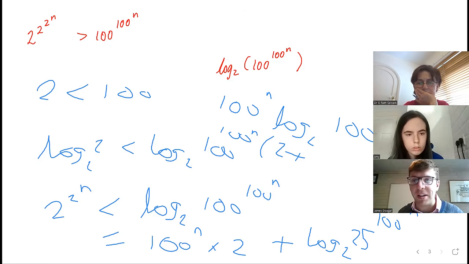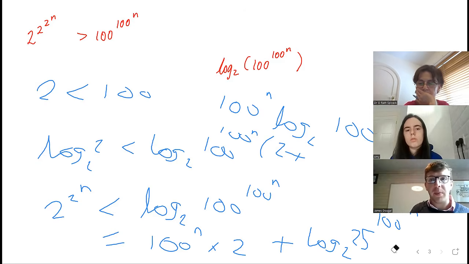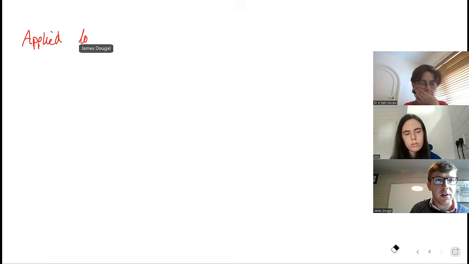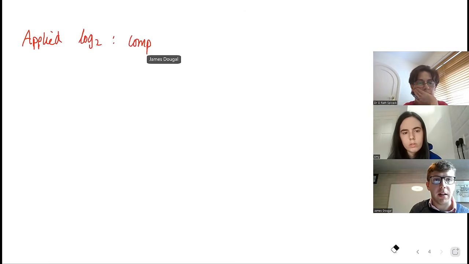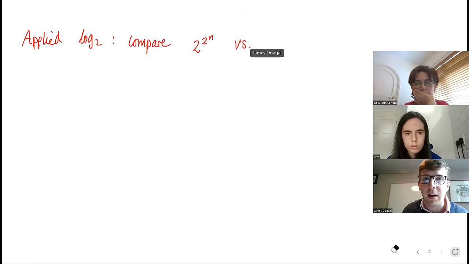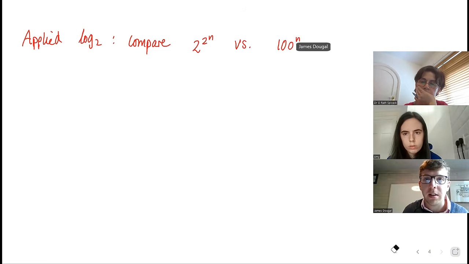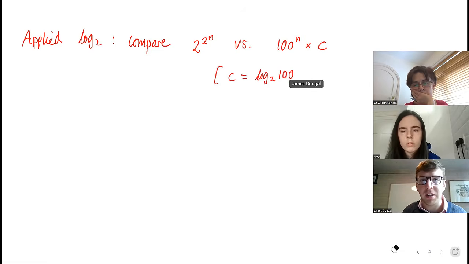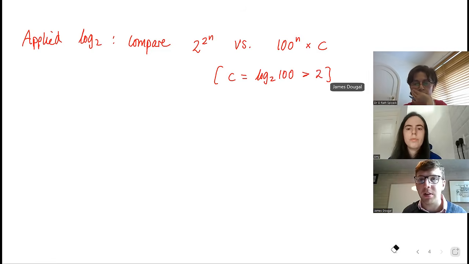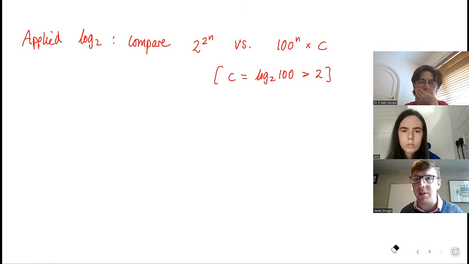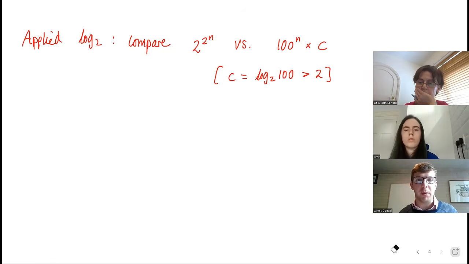Could we just have one new page, Ursula, and I'll just summarize where we've got to. So we applied log to base 2, and now we're trying to compare 2 to the 2 to the n versus 100 to the n times, let's call it c, where c is this number log to base 2 of 100, which we know is bigger than 2. So it's some positive constant bigger than 1. That should be all we need. So I wonder, could you compare these quantities and see if you can finish off the proof from here?